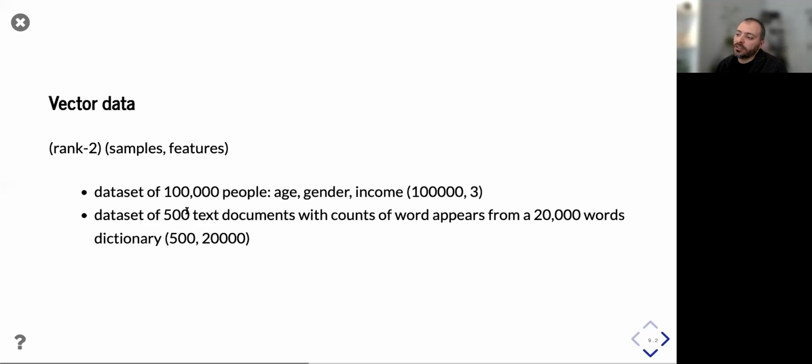Another one could be a data set of 500 text documents. This is a bit more complicated, with counts of word appearances from a 20,000 word dictionary. In this case, we have 500 samples, and each sample consists of 20,000 numbers. Each number represents how many times the specific word appears in the document. So these were examples of vector data, rank 2.